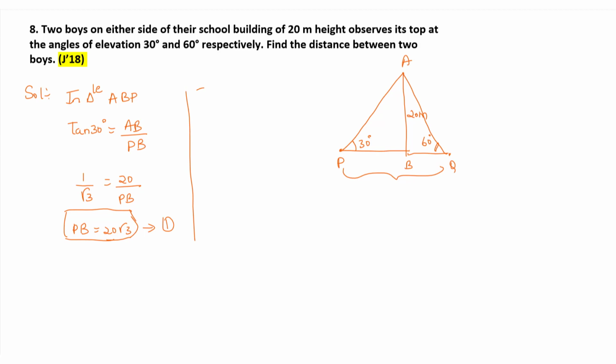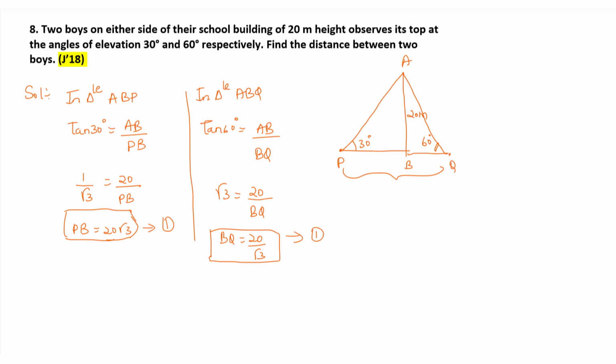Now, in triangle ABQ, tan 60 is equal to opposite. What is opposite here? AB, and adjacent is BQ. Tan 60 is root 3, AB is 20 by BQ. So BQ is equal to 20 by root 3. Now that we have PB and BQ, if I add PB plus BQ, we shall get PQ. What is PQ here? The distance between two boys.